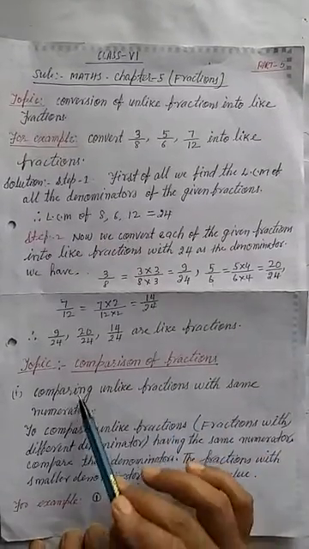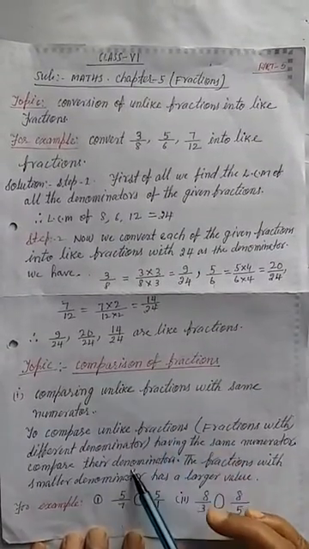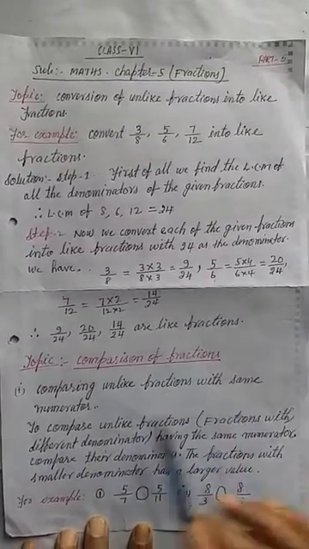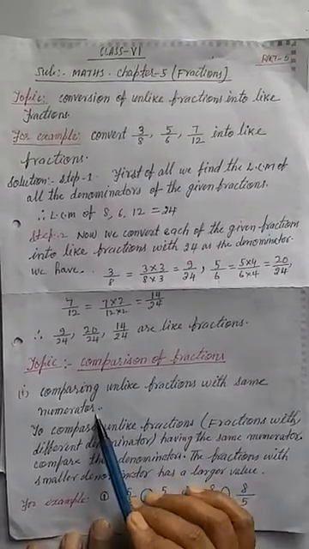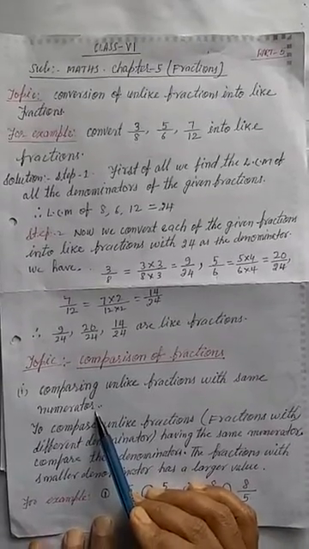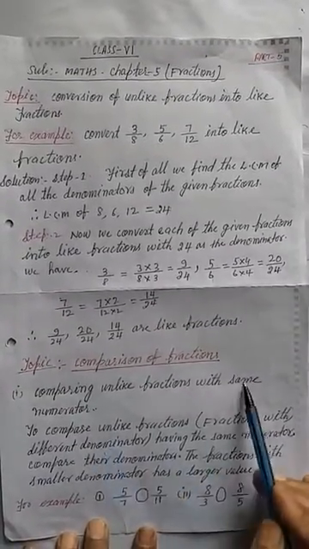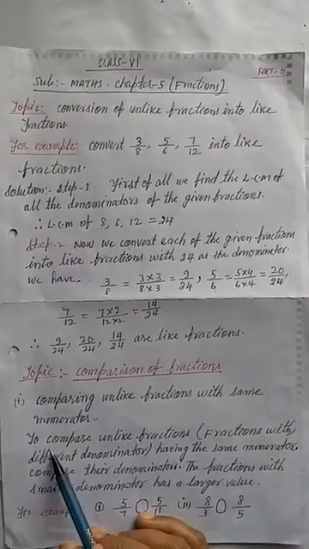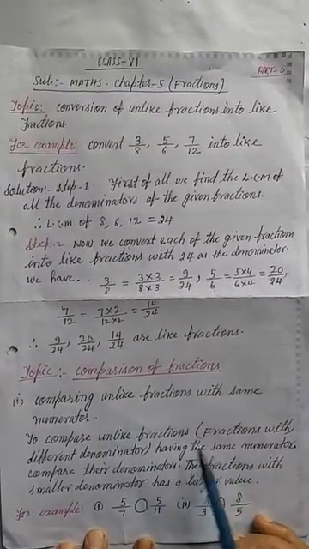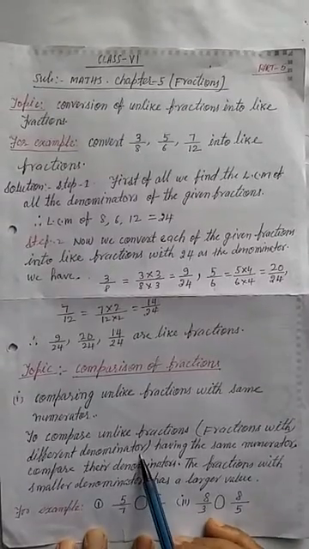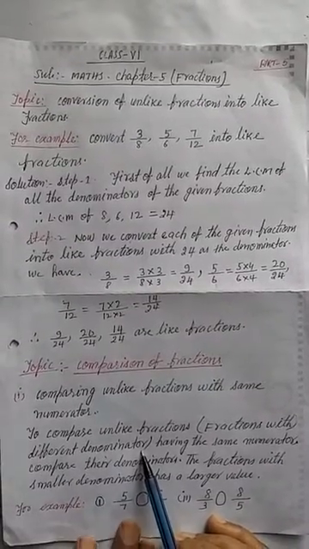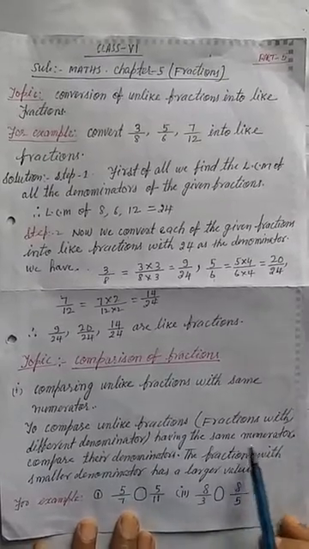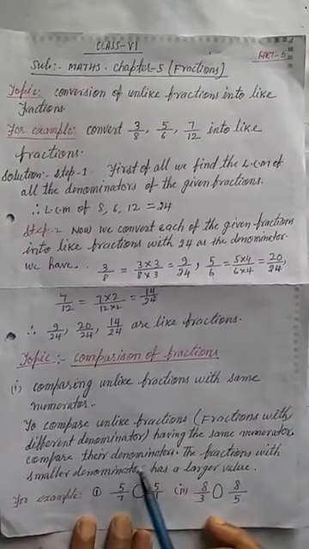First of all I am reading this topic and then I will explain. Comparing like fractions with the same numerator. Sometimes students get confused when the numerators are the same, about which fraction is greater or smaller. To compare unlike fractions, meaning fractions with different denominators, I already explained what unlike fractions are. Having the same numerator, compare their denominators.